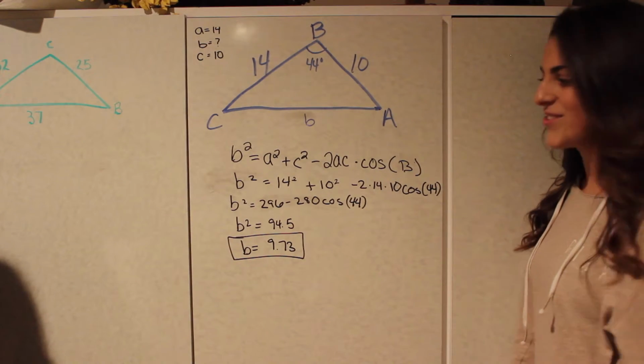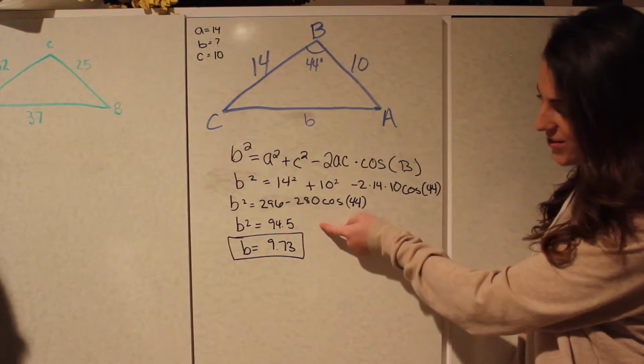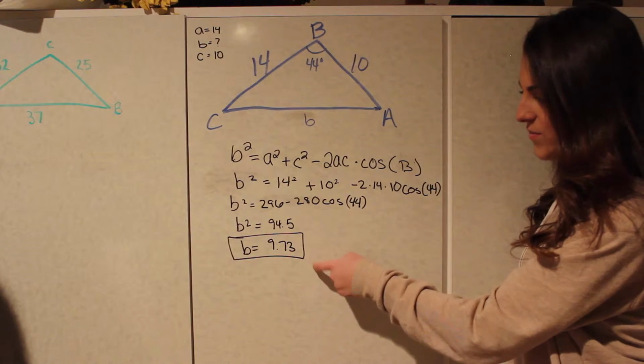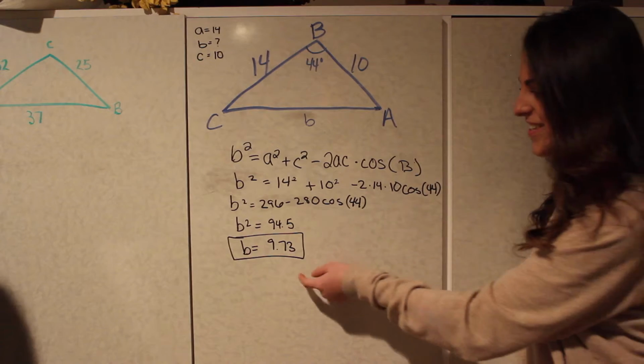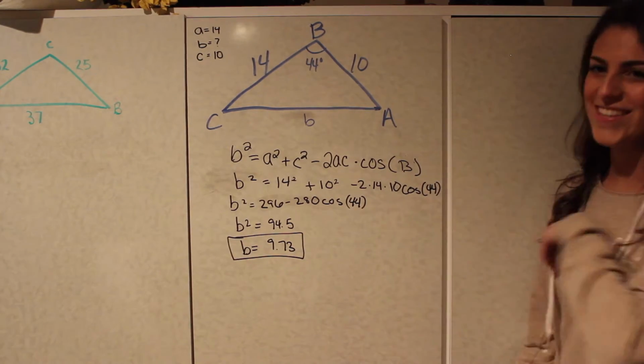Then we simplify the equation and we get B squared equals 94.5, and then we take the square root of 94.5 and you get B equals 9.73.